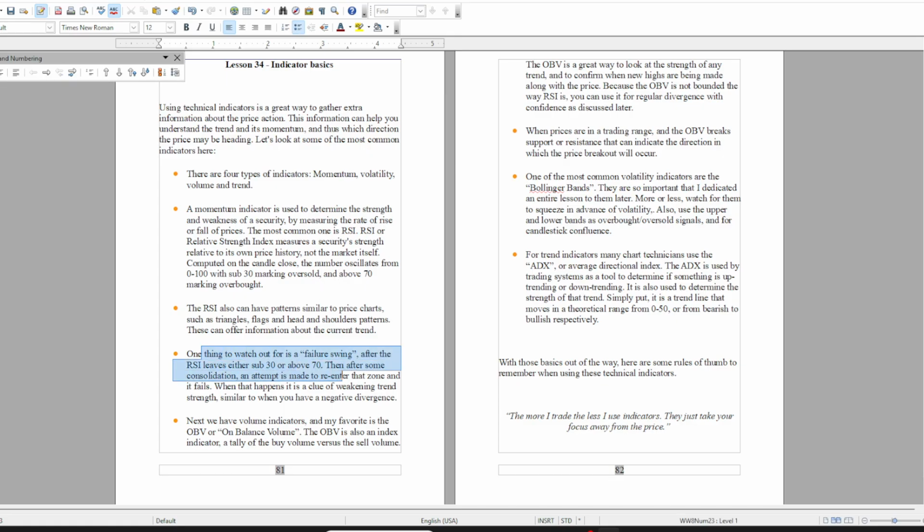I talked about the RSI failure swing. I have a video specifically on the RSI failure swing, where it enters 70 and then leaves, and it tries to re-enter the power zone. It's unable to do that. Definitely go ahead and check out that video.